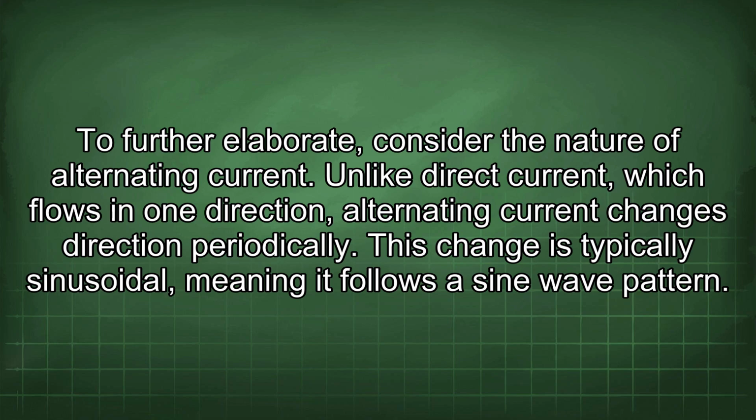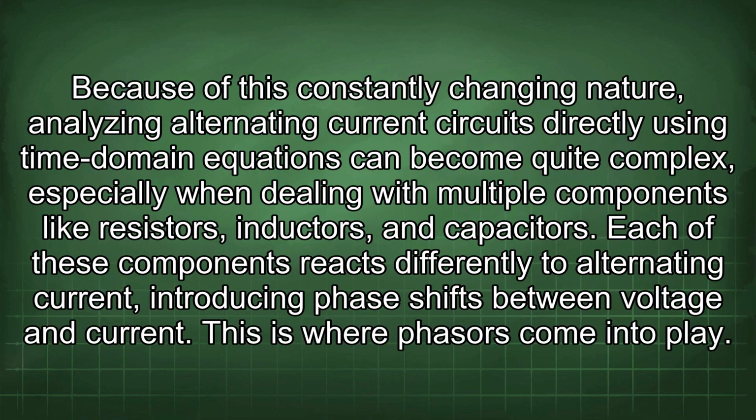Unlike direct current, which flows in one direction, alternating current changes direction periodically. This change is typically sinusoidal, meaning it follows a sine wave pattern. Because of this constantly changing nature, analyzing alternating current circuits directly using time-domain equations can become quite complex, especially when dealing with multiple components like resistors, inductors, and capacitors. Each of these components reacts differently to alternating current, introducing phase shifts between voltage and current. This is where phasors come into play.